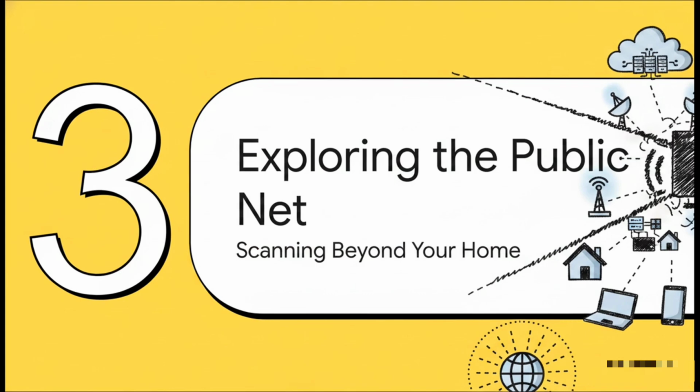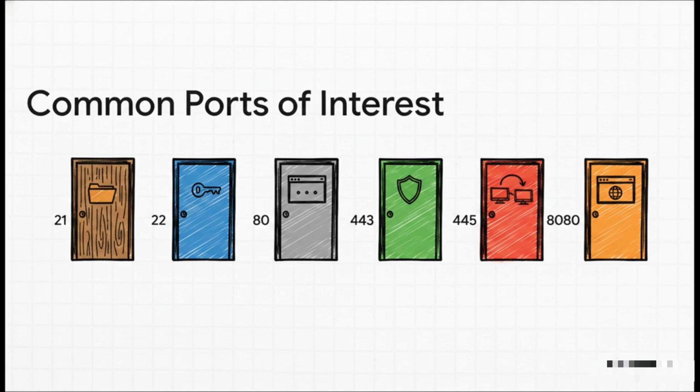But what happens when you point the scanner out at the rest of the world? This is where things get really interesting. Let's step outside our local network and see what we can find on the public internet. Out on the open internet, certain doors are way more common than others. Ports 80 and 443, for instance, are basically the front doors for pretty much every website. Port 21 is like an open loading dock for transferring files. Port 22 is a special keyhole for system administrators to log in securely. And port 445? Well, that one's often used for Windows file sharing, and it can be pretty risky if it's left open to the world.